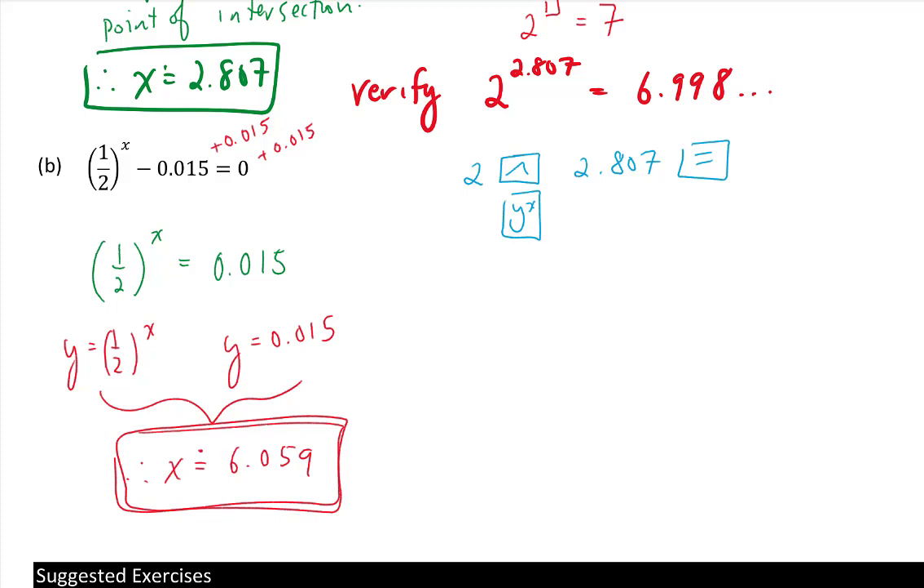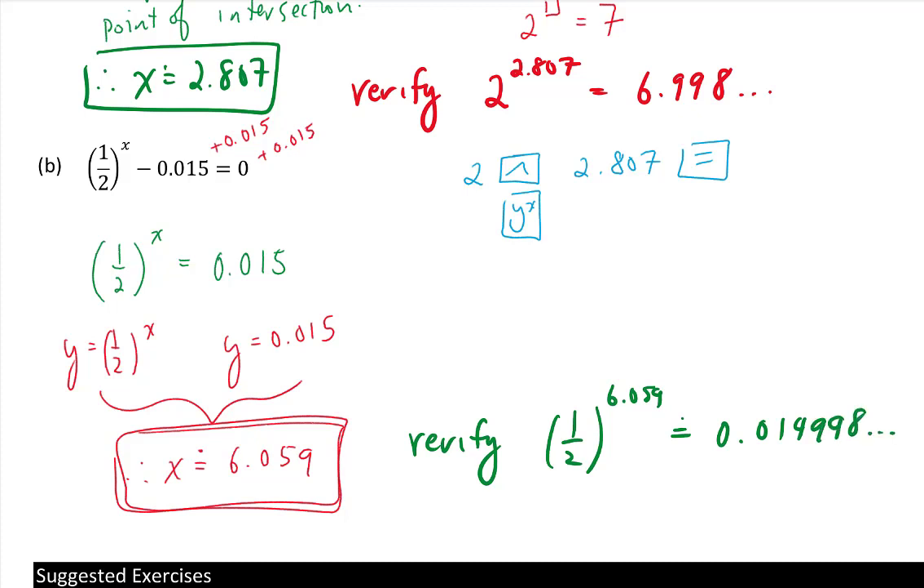And again, we can verify this. So let's verify and check. So we verify, we take 1/2 in our calculator, put brackets around it, and type in the number 6.059, and hopefully that gets us close to decimal 0.15. And I ended up with 0.014998 and so on. So definitely very close to decimal 0.15.